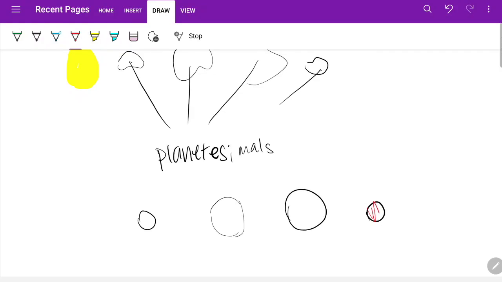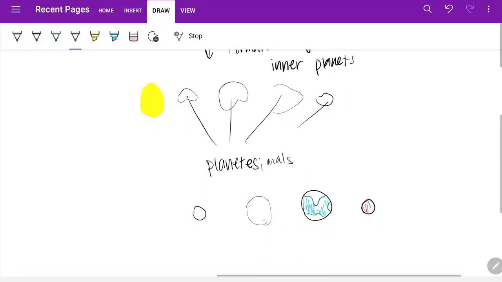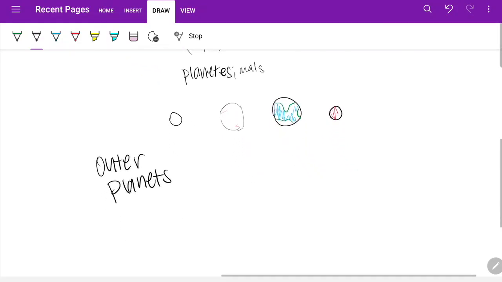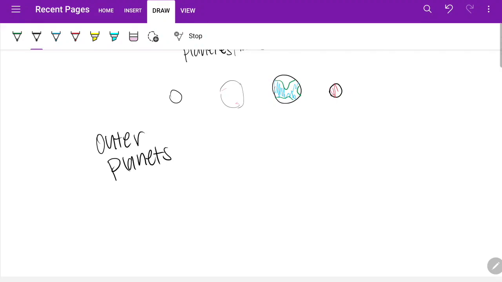And so this is the formation of our innermost planets. And at the same time as these inner planets are coming together, we also have the outer planets. The outer planets are Jupiter, Saturn, Neptune, and Uranus. These planets are forming at the same time, except they're even farther away from the sun than the inner planets are, and so it's much, much colder.